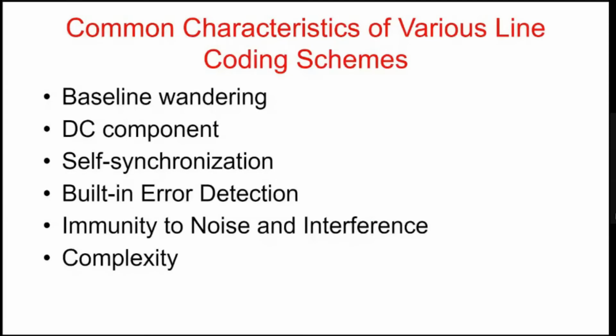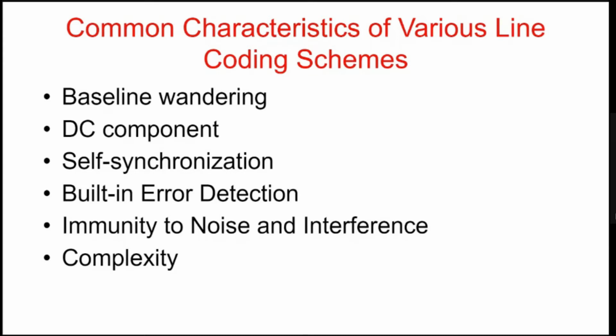So we will see the common characteristics of the various line coding schemes. The common characteristics are baseline wandering and the DC component, self-synchronization, built-in error detection, immunity to noise, and interference complexity. These are the basic characteristics of the lines.